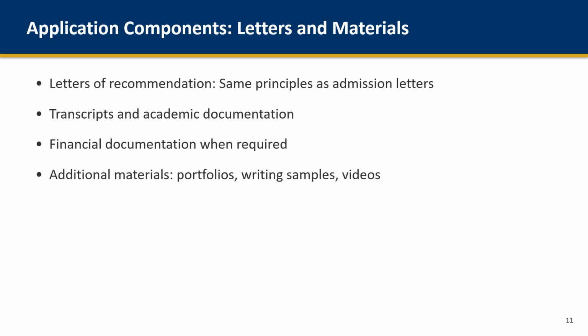Transcripts and academic documentation demonstrate your academic record. Order official transcripts in advance if required. Ensure your academic record is accurately represented. Financial documentation may be required for need-based scholarships. FAFSA information, tax returns, or other financial statements may be necessary. Gather these materials in advance. Some documents take time to obtain.